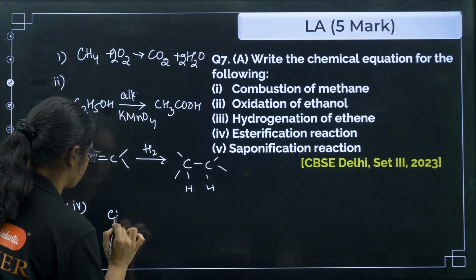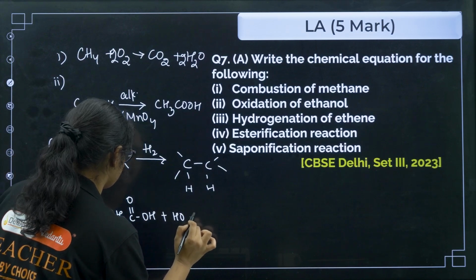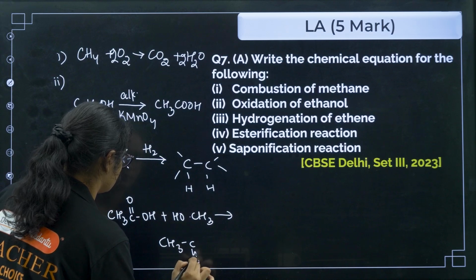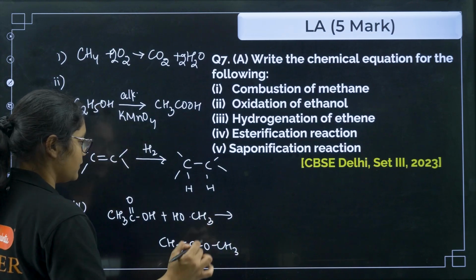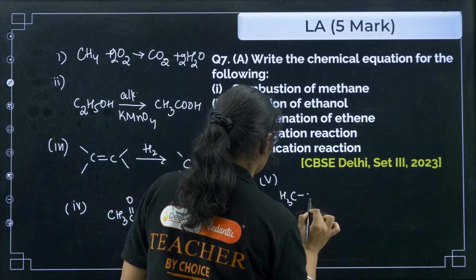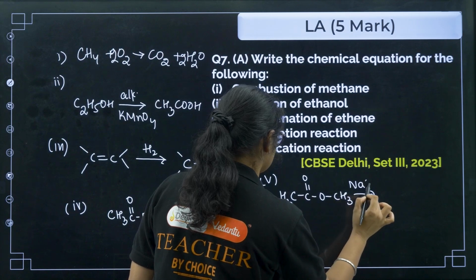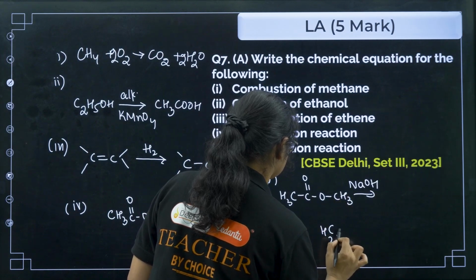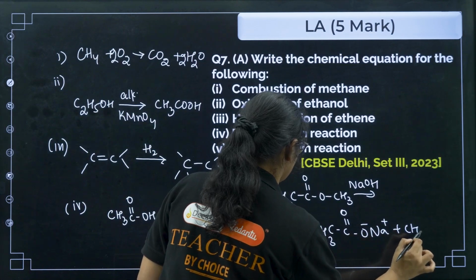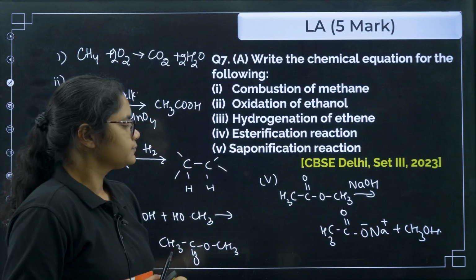Next, the fourth one is the esterification reaction. In that, if you have one acid and one alcohol, these two will react to give you esters. Next we have the saponification reaction. Just now we noted, you can take any ester and treat it with NaOH, and you will get carboxylic acid and alcohol, just the opposite of the esterification reaction.